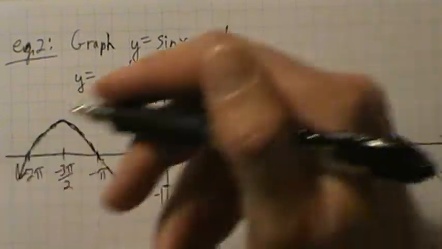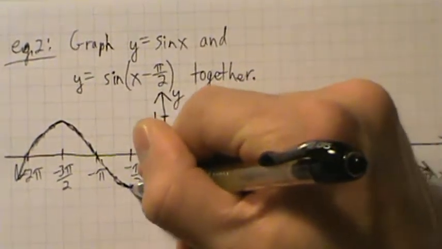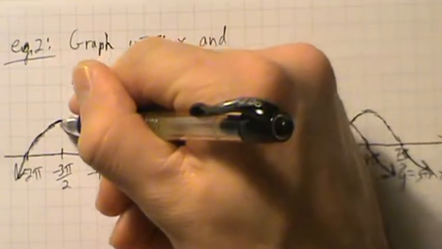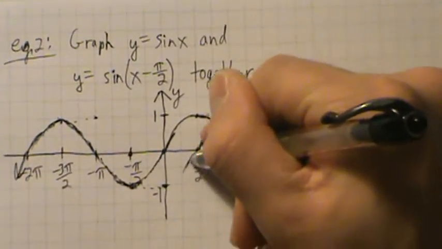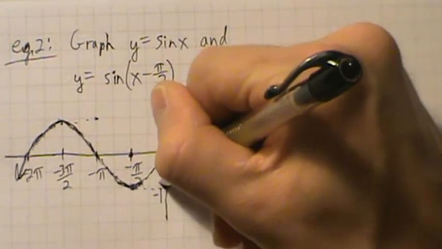Now let's go out to the left. Still the same exact thing. Everything's just getting shifted to the right pi over 2 units. So this point moves over to this point. This point moves over to this point. This point moves over to this point, like here. Okay, so we'll just connect them like so. So again, same exact shape, just pushed to the right pi over 2 units.